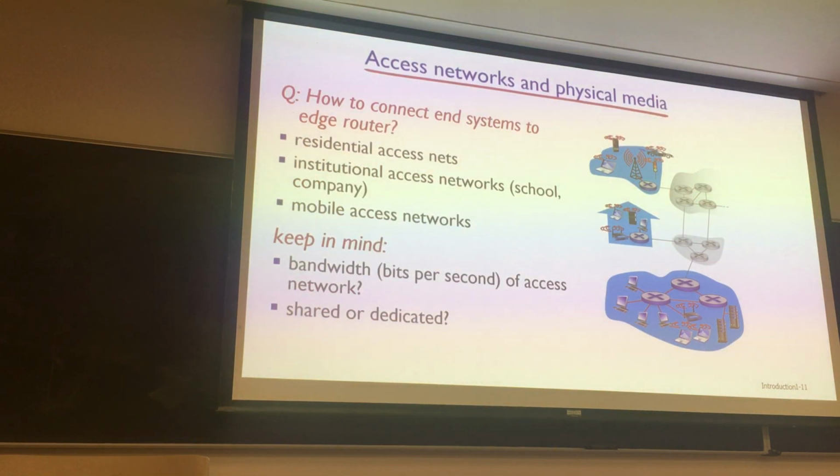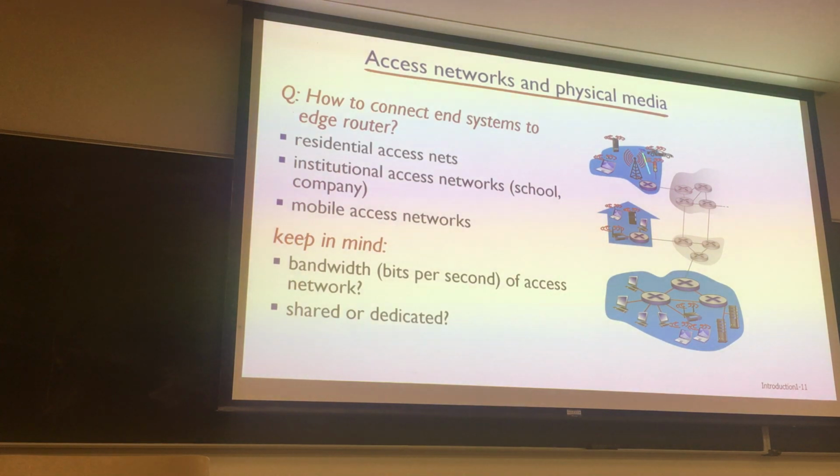Then how do we connect the end system to an edge router? We can have different types of access networks. One is a residential access network. For example, if you have a network at home or in your apartment or in your office, this is considered an access network. At home, we also use Wi-Fi for the connection. Institutional networks also provide an Ethernet wired connection. And your cell phone would access the internet through a mobile access network, for example, 5G or 4G.